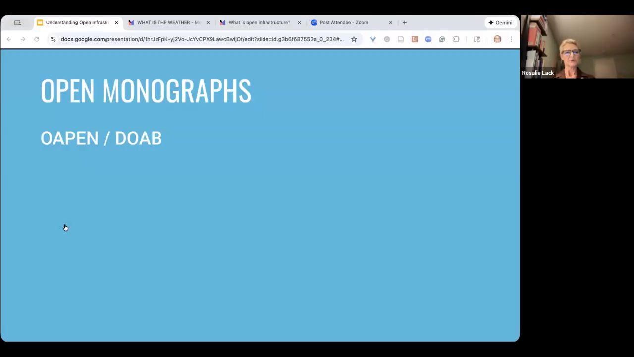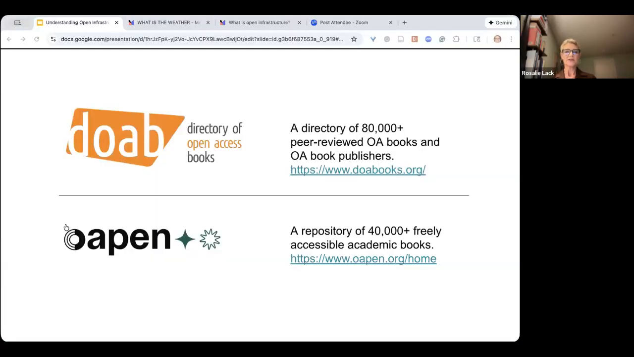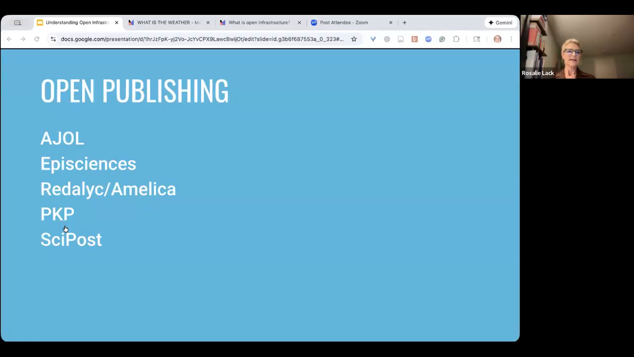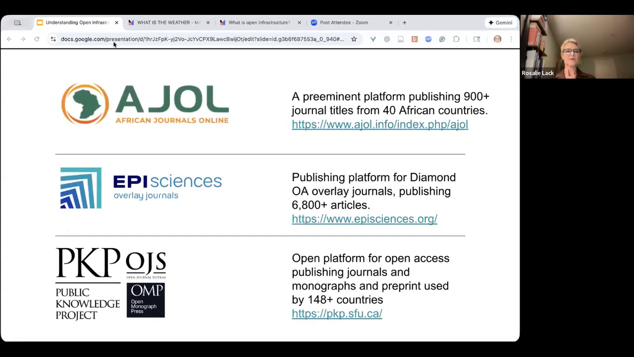And we also have infrastructures that work in the space of monographs. In this case, these are two very important infrastructures, one an index and one freely available academic books, and very large collections, all peer-reviewed and vetted collections, so you can be confident of the quality.